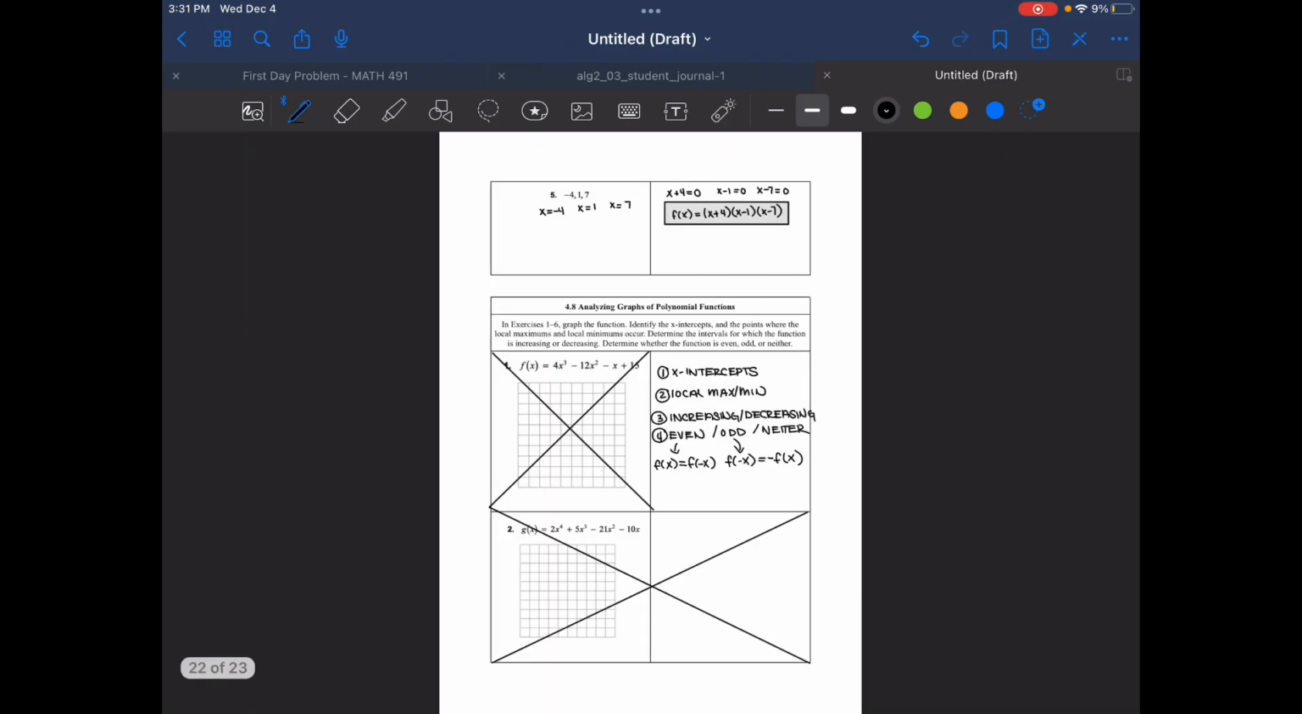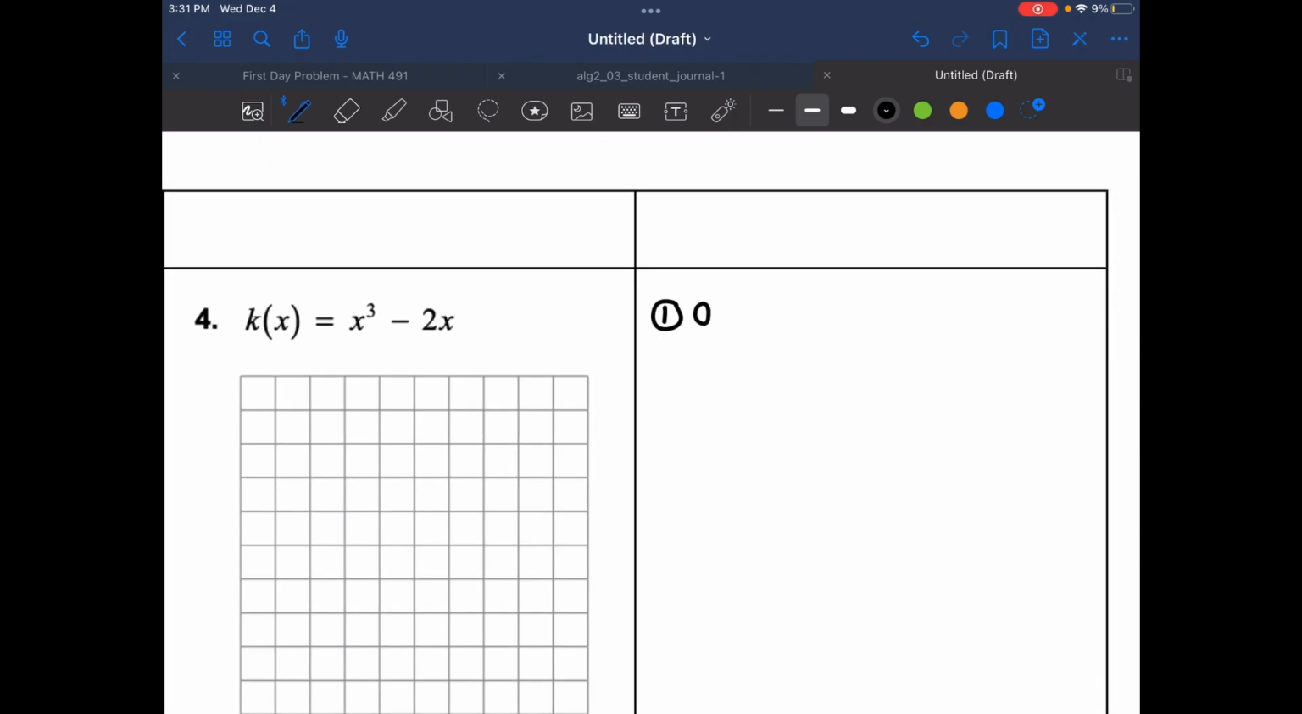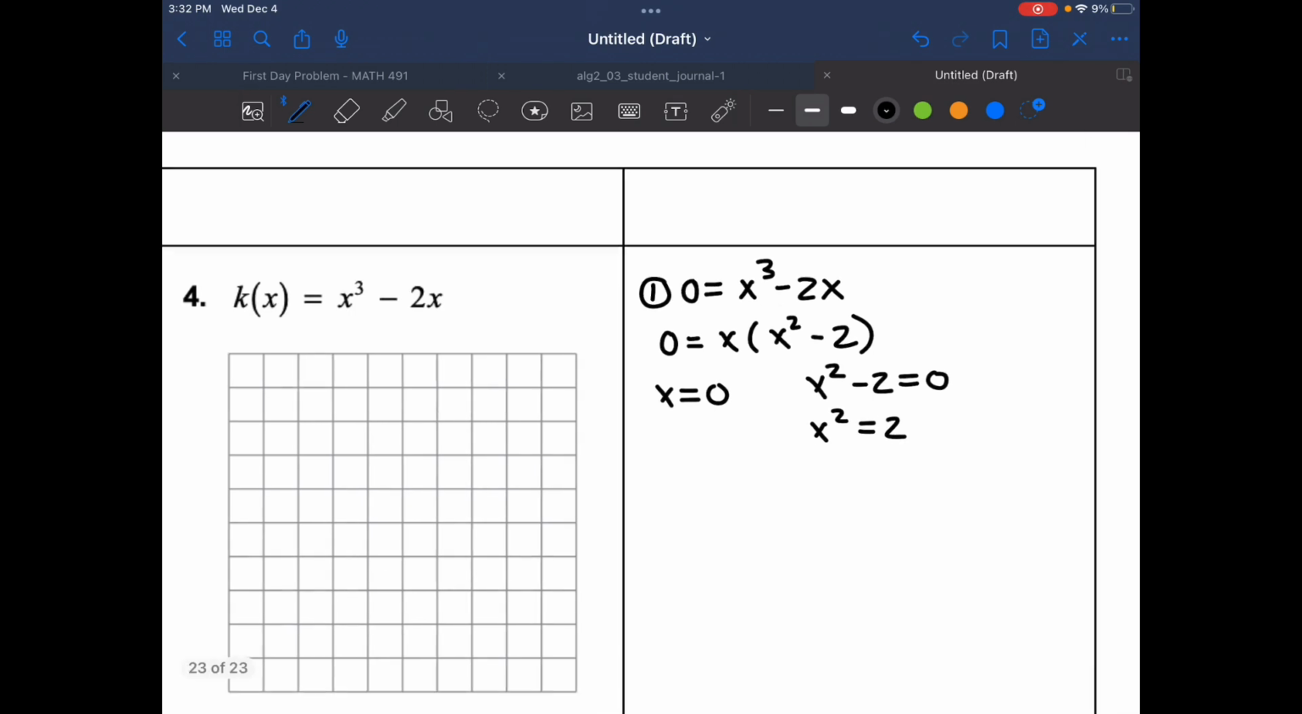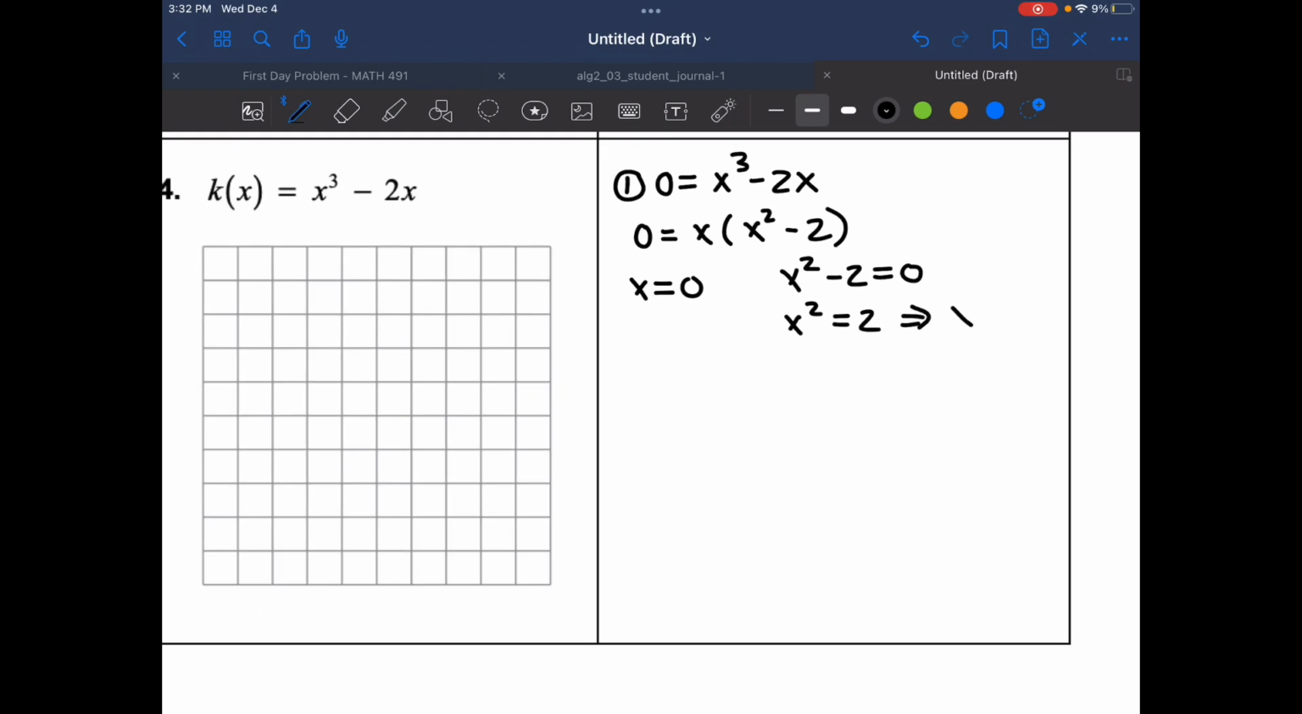Okay, so step 1 is we need to determine the x-intercepts. So we can start to do that. So 0 equals x cubed minus 2x. I'm going to choose factoring here instead of rational root theorem. I think that would be quite nice. So 0 equals x times x squared minus 2. And now I'm going to go ahead and set each of the factors equal to 0. And then I'm going to solve. So this is x equals plus or minus the square root of 2.